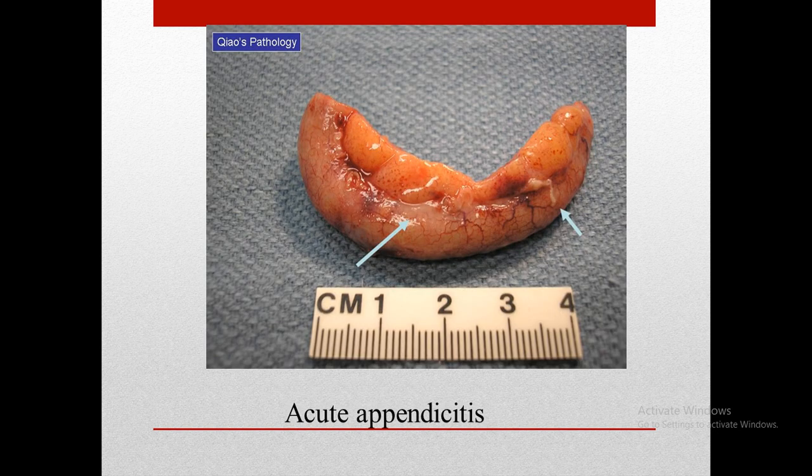This is an easy picture. It is appendix. This appendix is not normal. It is a swollen appendix with glistening and mild suppuration here. So there is inflammation of the appendix. Whatever the type, it's suppurative inflammation of course, but whatever the type, we have to say that it is acute appendicitis.